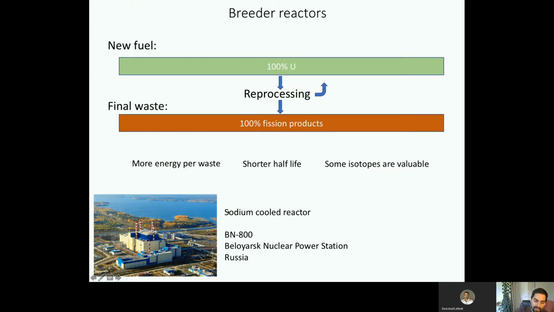And these are not some sort of futuristic dream reactors. They actually exist. This is a picture of a breeder reactor, a sodium-cooled reactor in Russia, and it's been operating for a few years. I said sodium-cooled reactor because it doesn't use water.